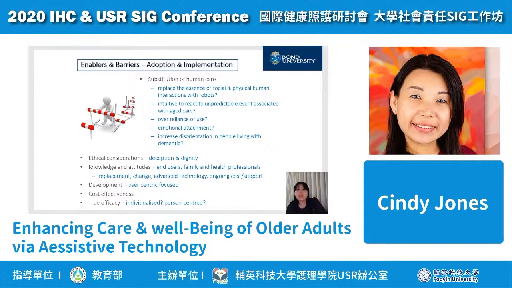We try to maintain their dignity by not forcing them if they don't want to. That's fine, we just move it away from them. It's a person-centered choice on their part. So often the concept of substitution of human care, with the different concerns I've listed here as well as ethical considerations, do act as a barrier to the adoption and implementation of socially assistive robotics, including telepresence and social companion robots. What we think is important to enable adoption and implementation is to improve the knowledge and attitudes, not only of health professionals, but also families and users themselves.